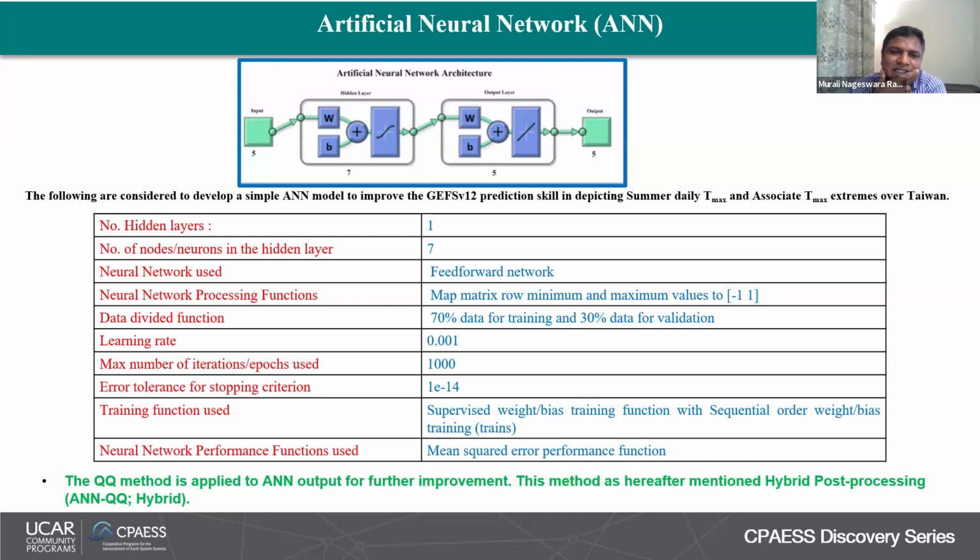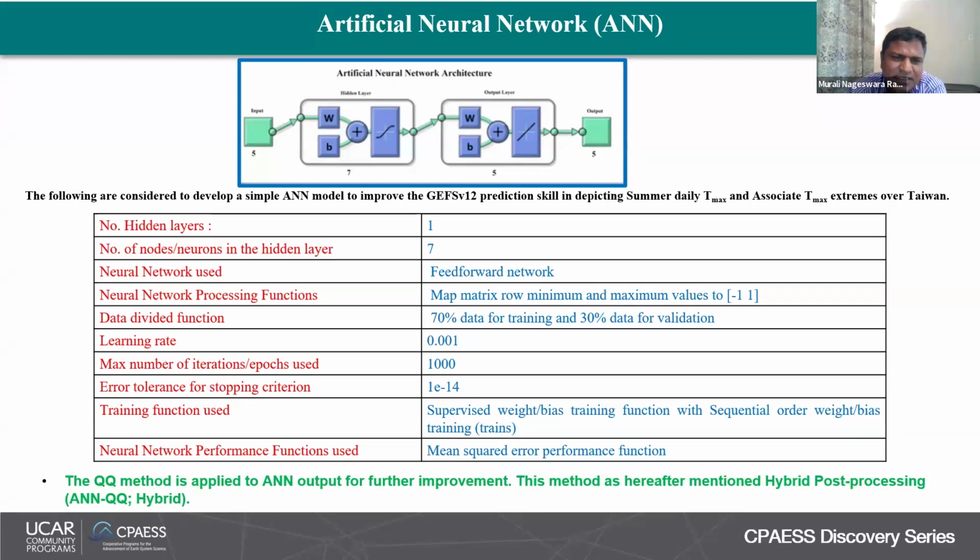Here I have considered particularly 70% of the data for training and 30% of data for validation. When I am increasing the number of neurons in the hidden layer, in the training period and validation period, the skill is improving. Up to 7, it is increasing in both. But after 7, when I go to 8 or 9, the training period skill is improving, but the skill is deteriorating for the validation period. So 7 is the optimum, and I have selected it like that.